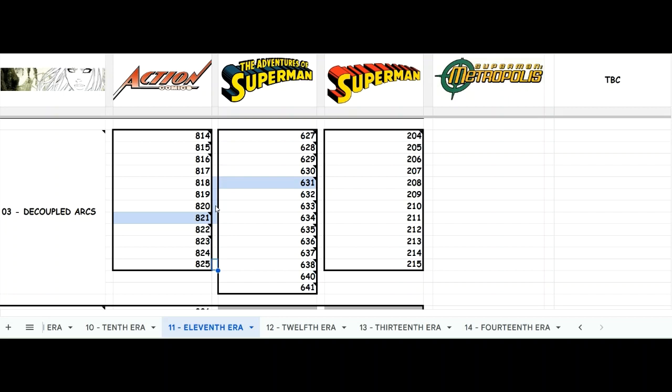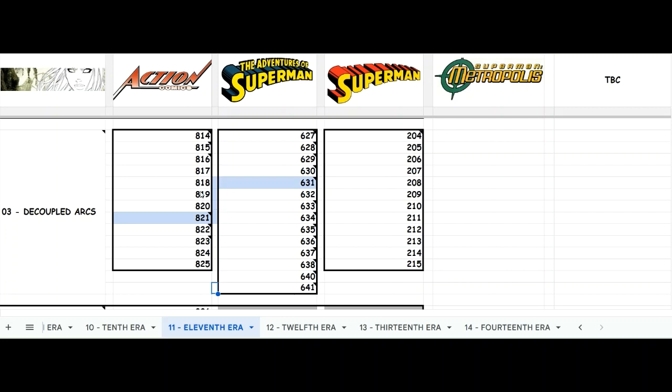Note that, as mentioned before, we are now missing issue 639 because that's part of the next thing we'll be talking about. We go straight to issue 640, which is called The Road to Ruin Conclusion, which has got a great ending. And then we have Adventure of Superman 641, which hasn't got an explicit title, but as far as I'm concerned, is an epilogue to the Ruin story.